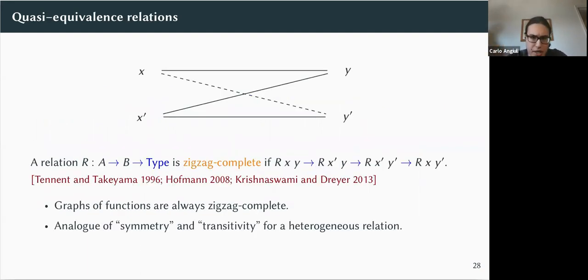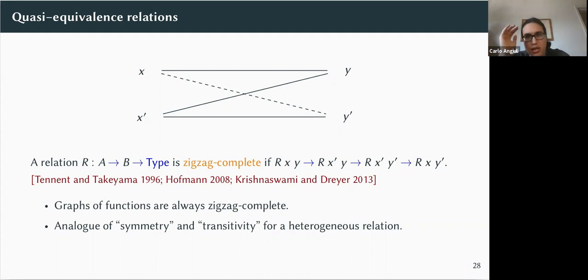Okay, so there's this funny condition that comes up in the literature from time to time about parametricity, which is called zigzag completeness. The best way to understand it is by looking at this picture. If you have a heterogeneous relation, a binary relation between two different types, then we say that it's zigzag complete if whenever x is related to y, and x' is related to y, and x' is related to y', then the other part of the zigzag exists and x is related to y'. This condition is always going to be true for relations that are the graph of equivalences. And in fact, for the graph of any function, it's always zigzag complete.